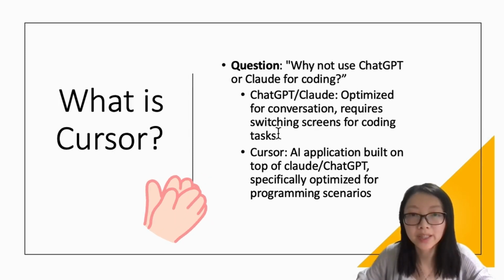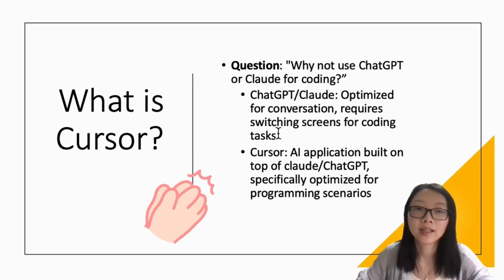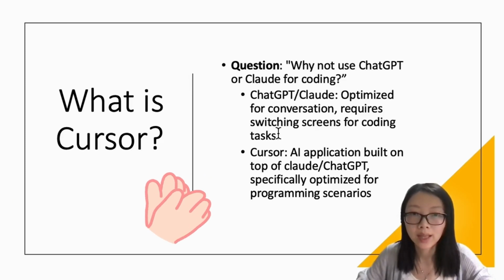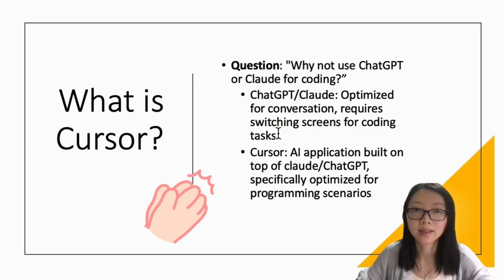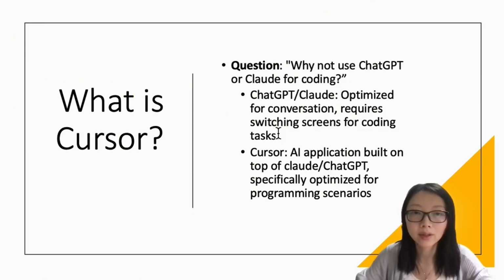As you know, ChatGPT or Claude are optimized for conversation scenarios, and when you are doing coding tasks, it requires you to switch between screens. As for Cursor, it's the AI IDE app built on top of foundation models like Claude, ChatGPT, and many other options, and specifically optimized for programming scenarios. So the key advantage for Cursor here is that it integrates AI assistance directly into the coding environment and streamlines the development process.